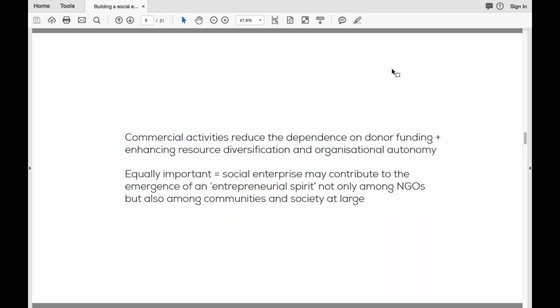So commercial activities, oh sorry, I think I've gone the wrong way.